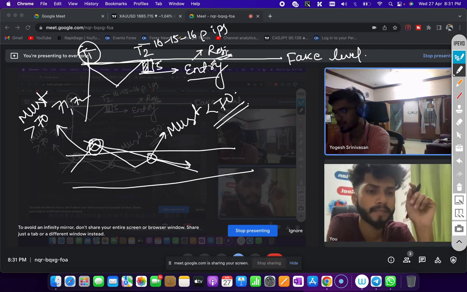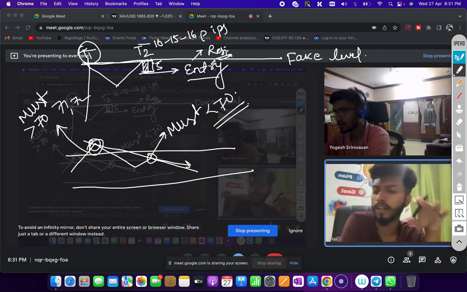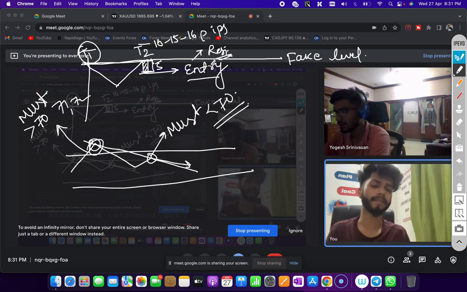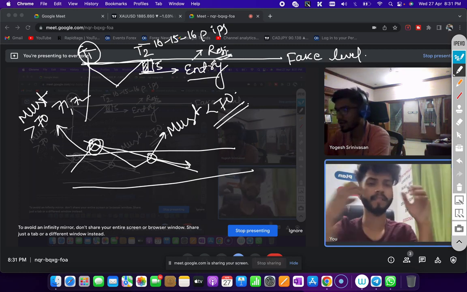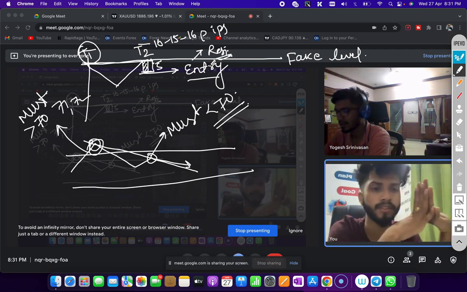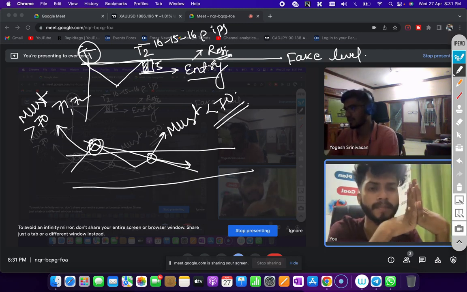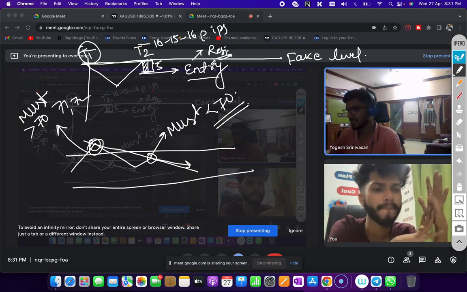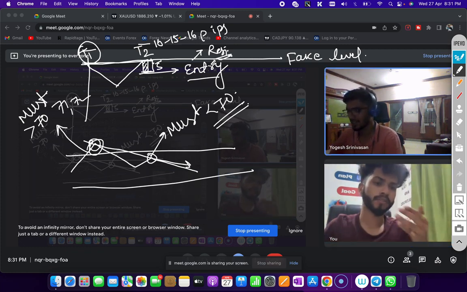I have initiated 2-3 trades on this particular thing today itself, right? And if you are in the group, I guess you are also getting messages in Telegram.